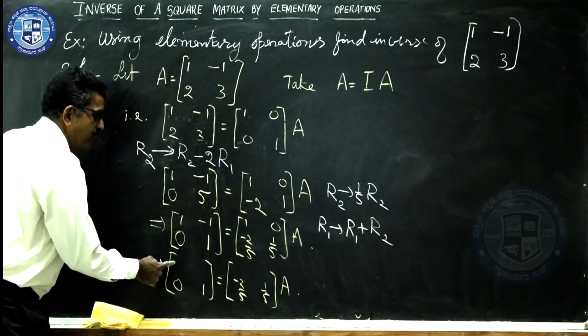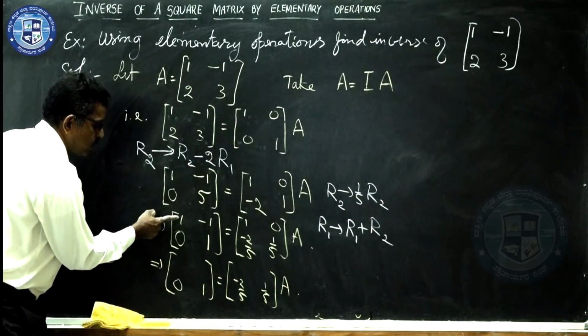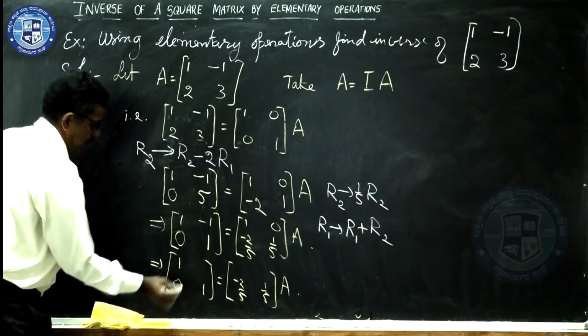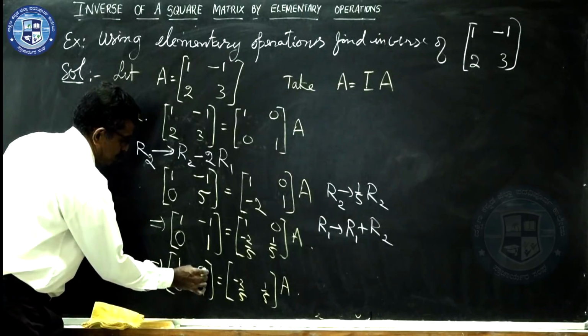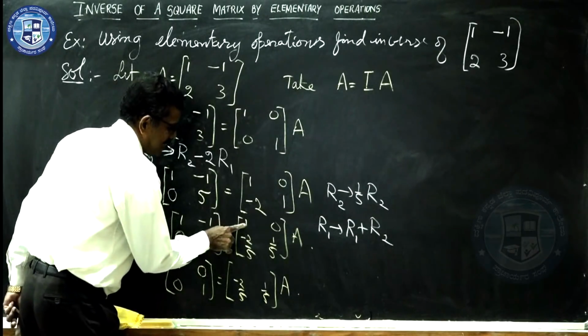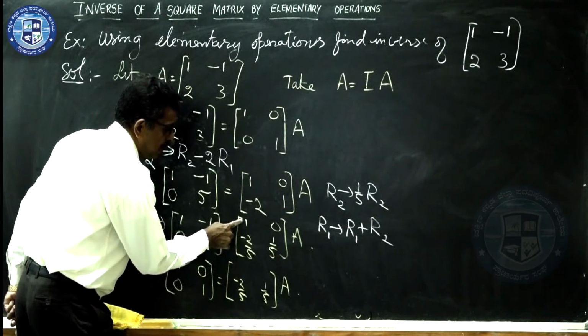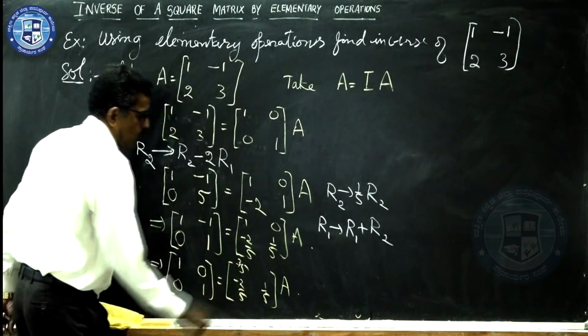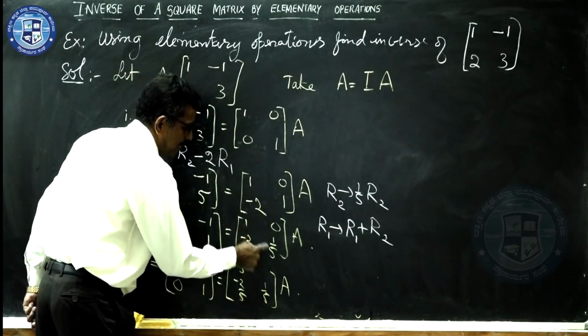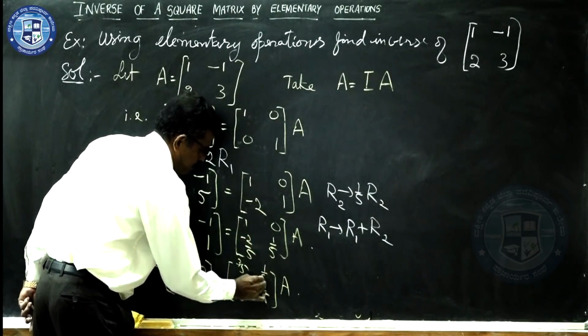Now, how is the first row operated? Adding with the second row. What is 1 plus 0? No changes, 1. What is minus 1 plus 1? It is 0. What is this plus this one? It is 1 minus 2 by 5. It is 3 by 5. What is 0 plus 1 by 5? It is 1 by 5.